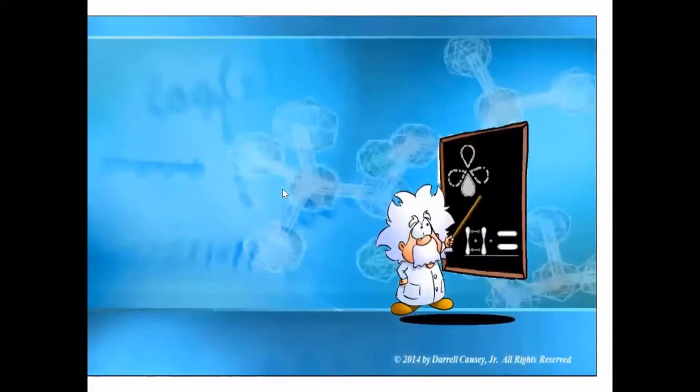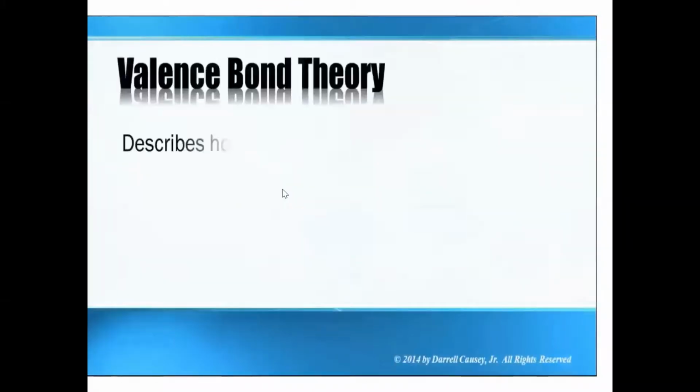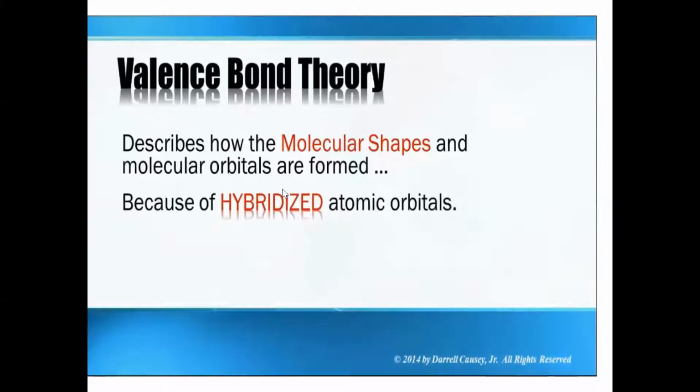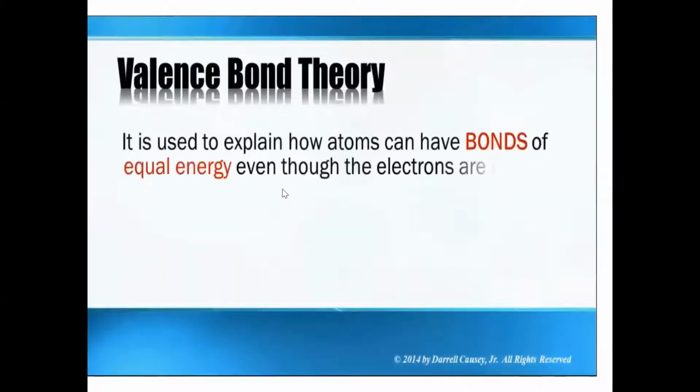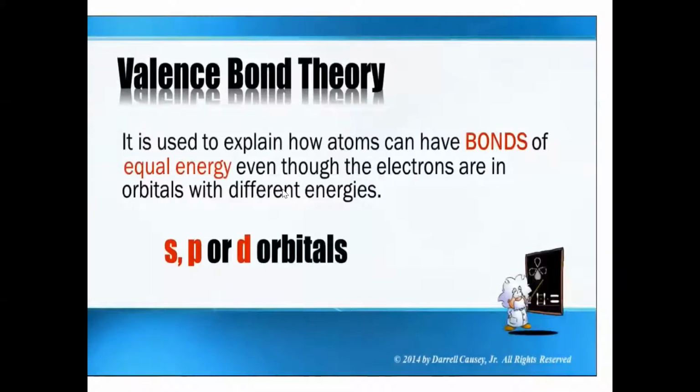But with quantum mechanics, we were able to introduce the valence bond theory. And the valence bond theory described how the molecular shapes and molecular orbitals are formed by the hybridization of the atomic orbitals. And this was used to explain how atoms can have bonds of equal energy even though the electrons are in orbitals with different energies, such as s, p, or d orbitals.